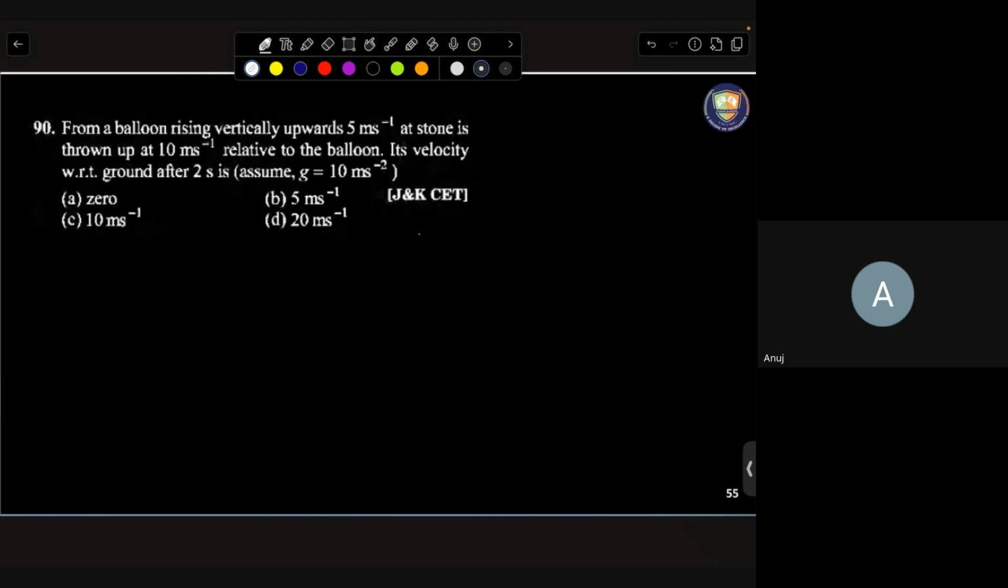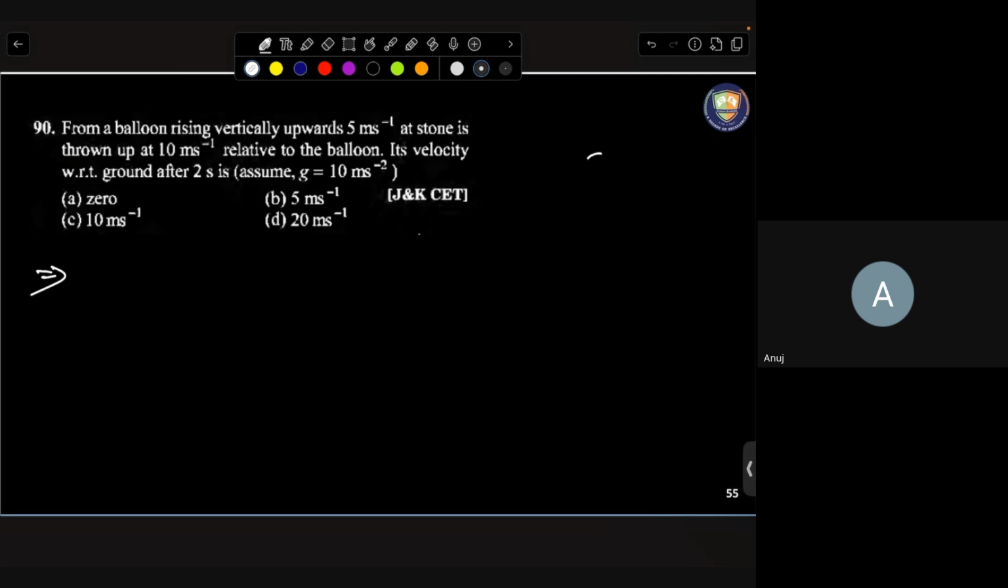Correct? Okay. Let's see this one. Option B, you guys are saying B. Yeah, B is correct. Okay, so let's see the solution.